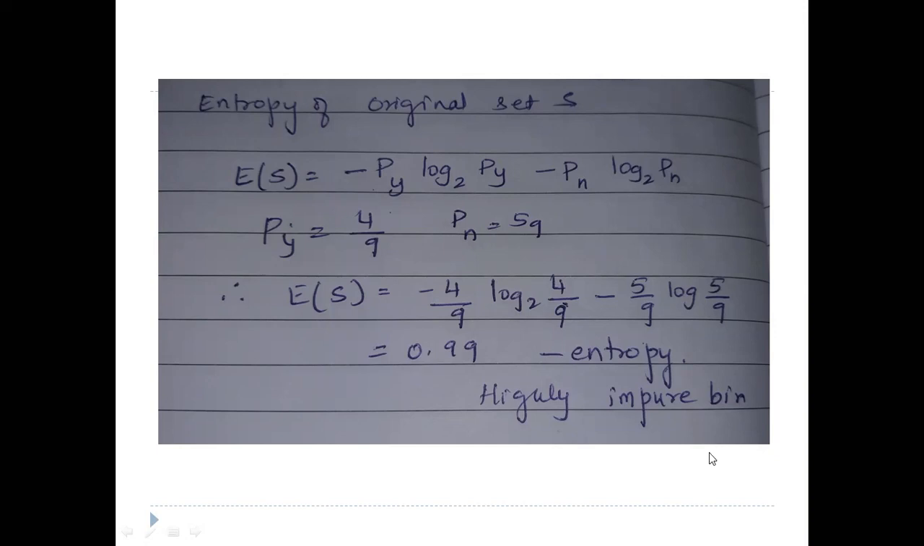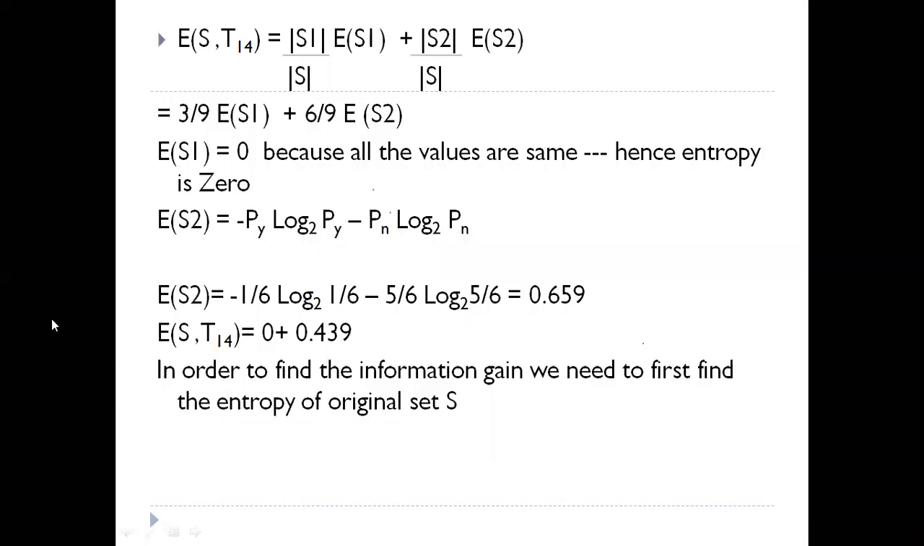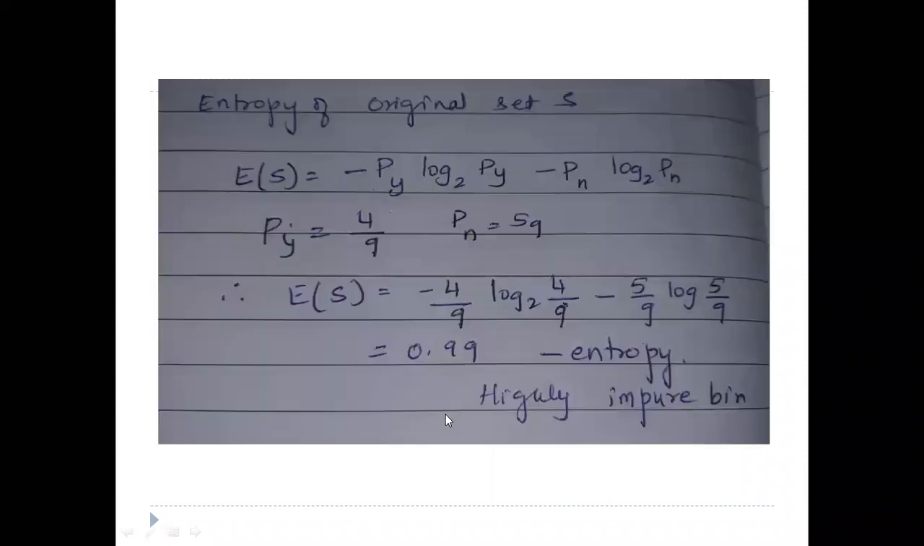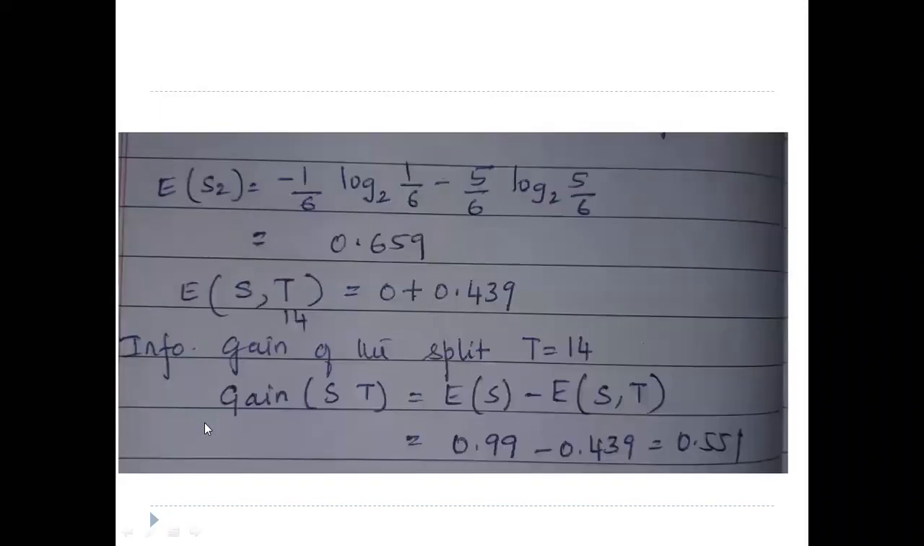So now, what are we doing? We have calculated the entropy of the original set S, which is 0.99. Now the entropy of S2 is 1 by 6 log 2 1 by 6 and so on; we got this value in the earlier slide.